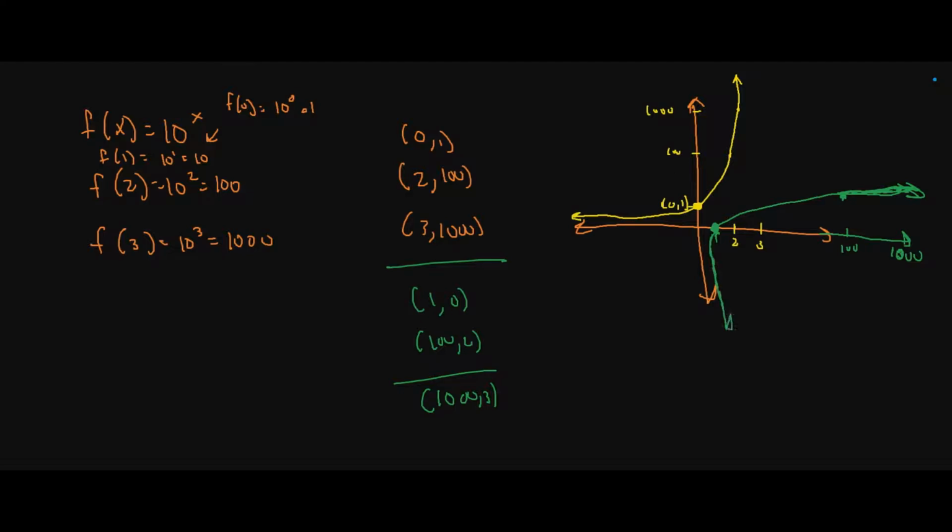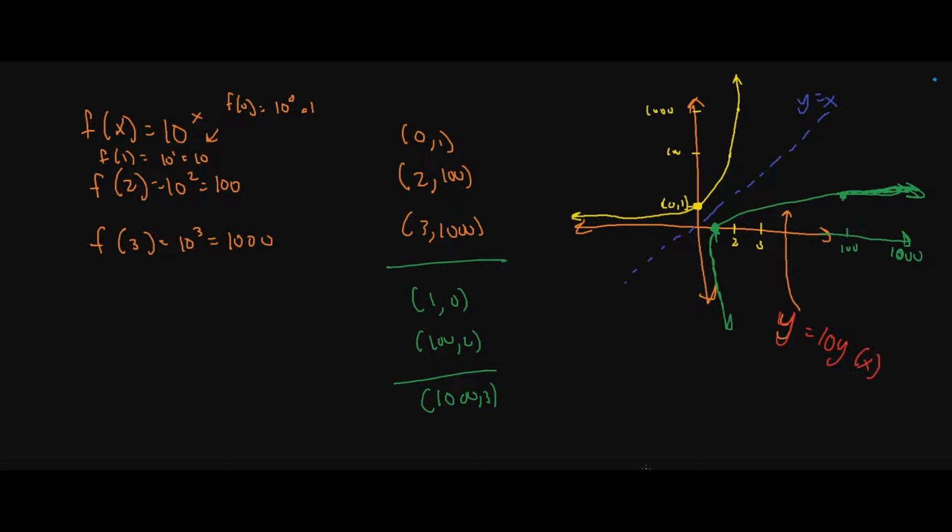And you can see that this is a reflection over the y is equal to x line, which tells us that these are inverses of each other. We want to be able to get a function, some equation that models this green line, and it turns out in math we decided to call this function the inverse of y equals 10 to the x. We use y is equal to log of x.